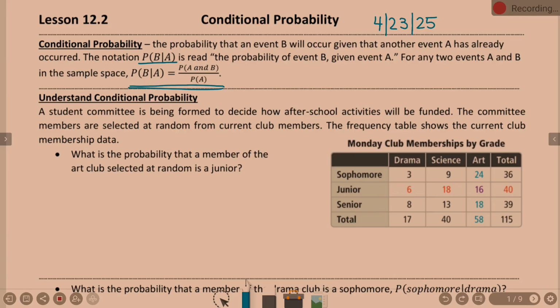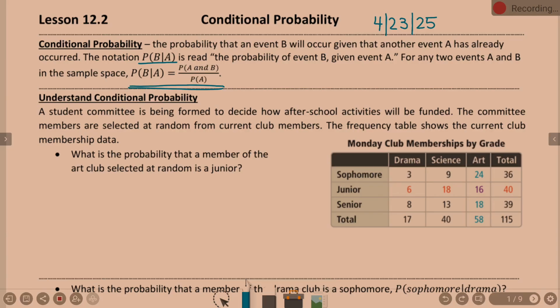A student committee is being formed to decide how after-school activities will be funded. The committee members are selected at random from current club members. The frequency table shows the current club membership data. So we have information about club memberships by grade. You see sophomores, juniors, and seniors, and the clubs: drama club, science club, art club. And you'll notice there is a total column in this chart.